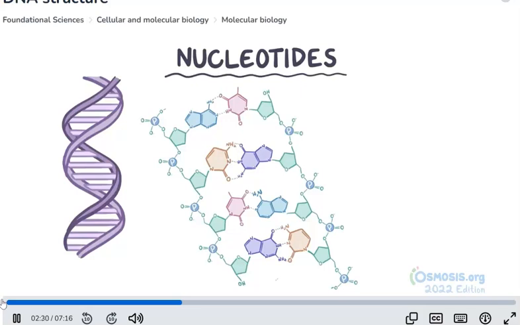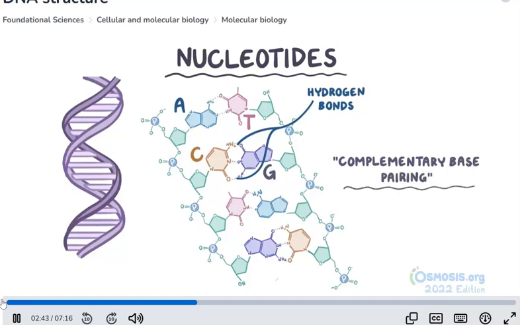To form a double helix, though, the nucleotides use their bases, A, T, C, and G, to form hydrogen bonds with bases on the opposing strand. Bases form bonds according to the rule of complementary base pairing, which states that in DNA, A always pairs with T by means of 2 hydrogen bonds, while C always pairs with G through 3 hydrogen bonds.